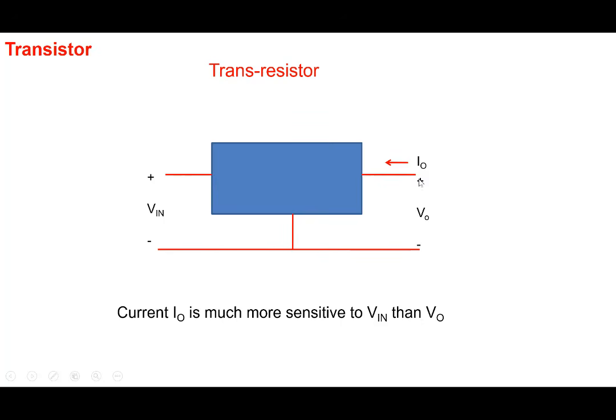Ideally I0 would not depend much on V0 at all, but would be quite sensitive and depend significantly on the applied voltage. So that's the essential characteristic of a transistor. It's a device which exhibits transconductance or transresistance as its prominent characteristic.